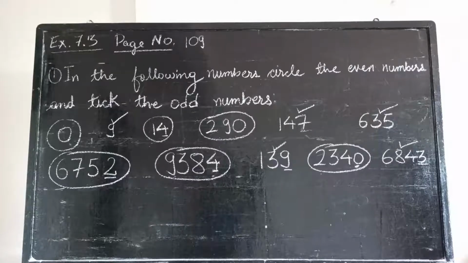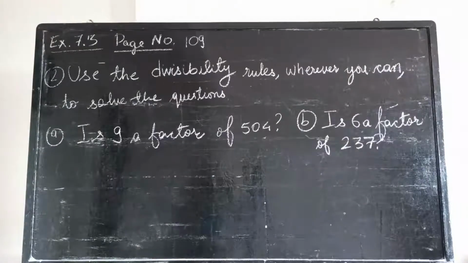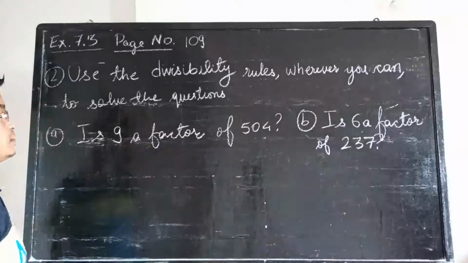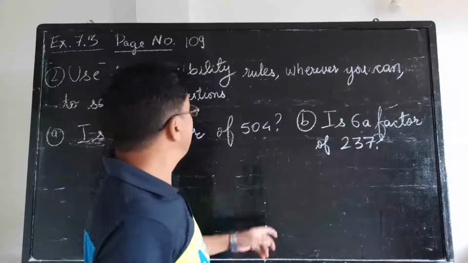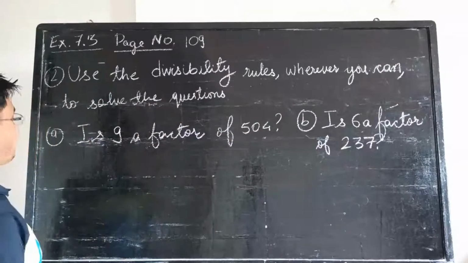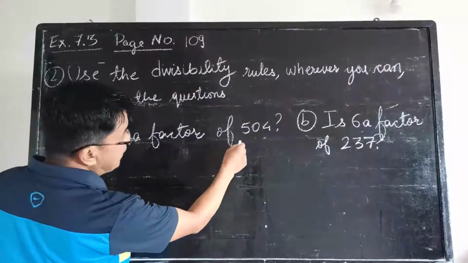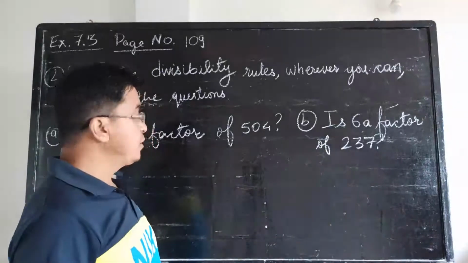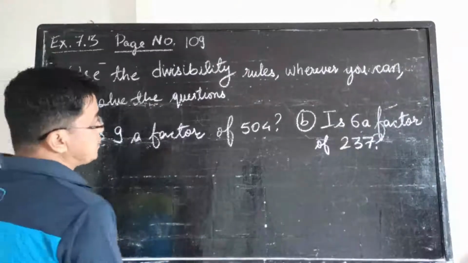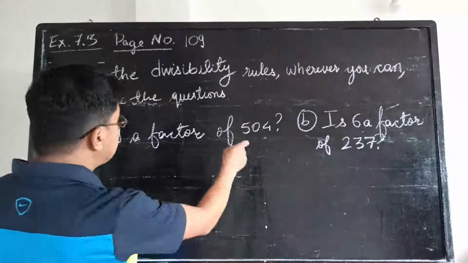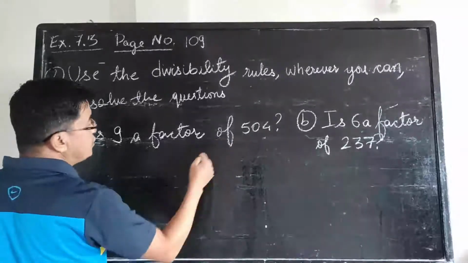Now we will do number 2. Use the divisibility rules wherever you can to solve the questions. Now A. Is 9 a factor of 504? So in the divisibility test we learned that if the sum of the digits is divisible by 9, then 9 can divide this number. So this 504 is divisible by 9.